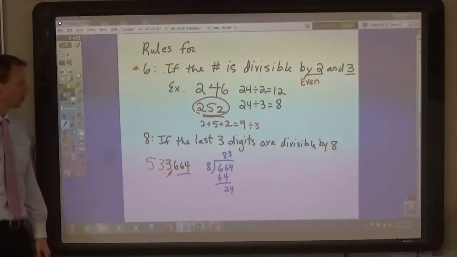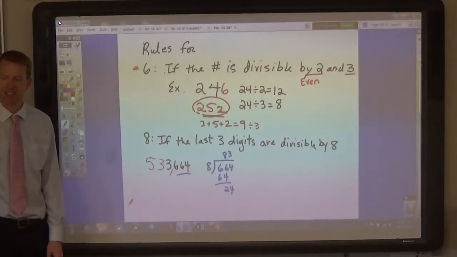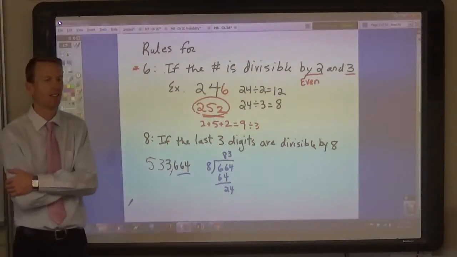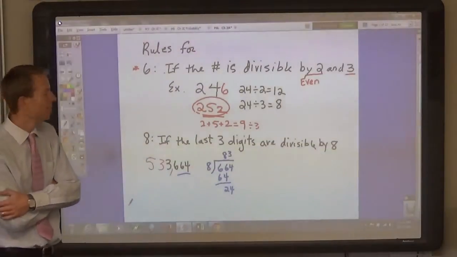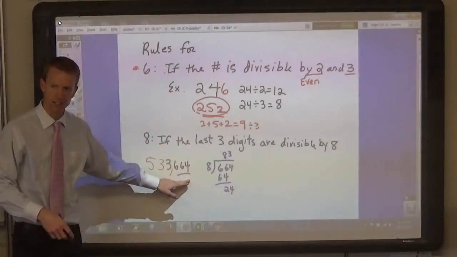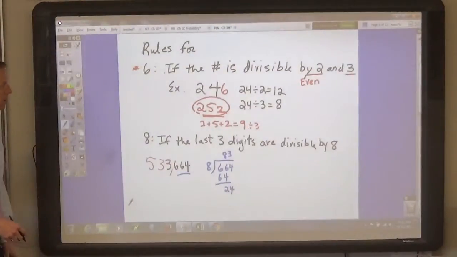Is that divisible by 8? Yeah. How do you know? Emily? Right, because the last three digits are divisible by 8. Okay? So that's how that works.